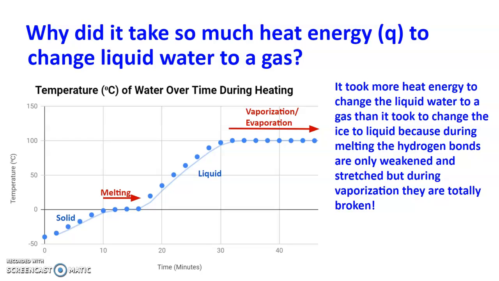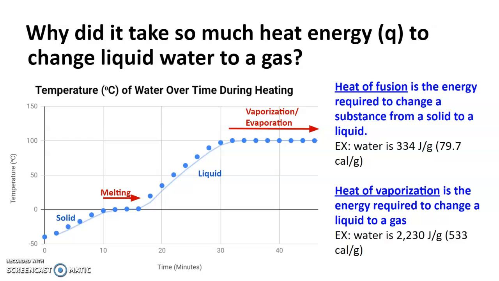Why did it take so much energy to change the liquid water to a gas? It took more heat energy to change the liquid water to a gas than it took to change the ice to liquid, because during melting, the hydrogen bonds are only weakened and stretched, but during vaporization, they are totally broken. It takes much more energy to totally break the hydrogen bond.